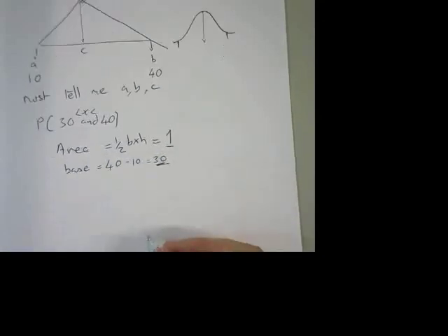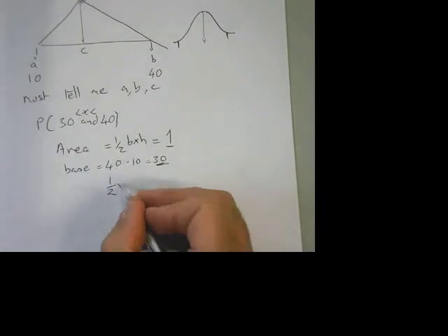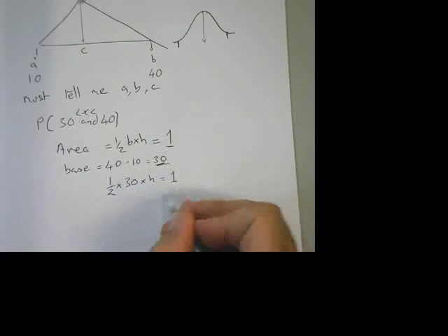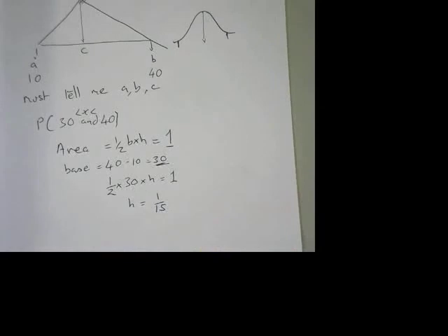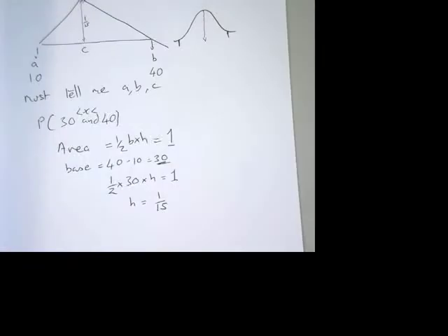So now we've got a half times 30 times the height equals 1. So therefore the height must be 1/15. I apologise for the fact that it's 1/15 again. It wasn't meant to be. It's just accident that it happens that way. Do not assume that the height's always going to be 1/15. Okay? So that's how you do it. That's how you find out the height. So we now know that that's 1/15. Okay? Which is really, really cool.